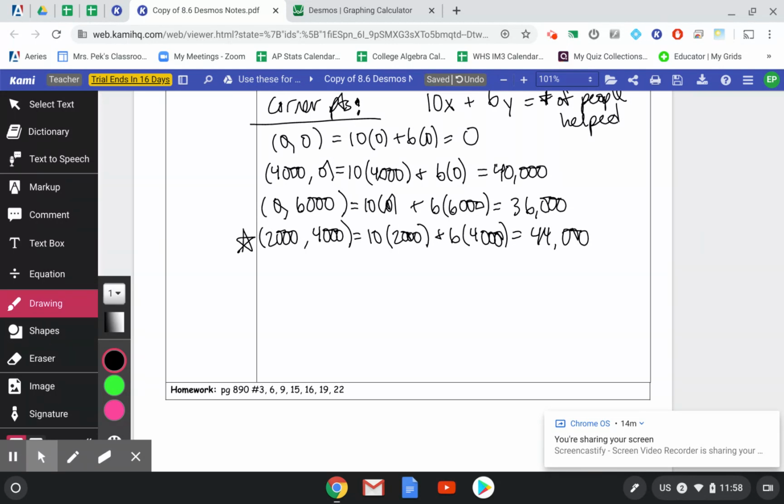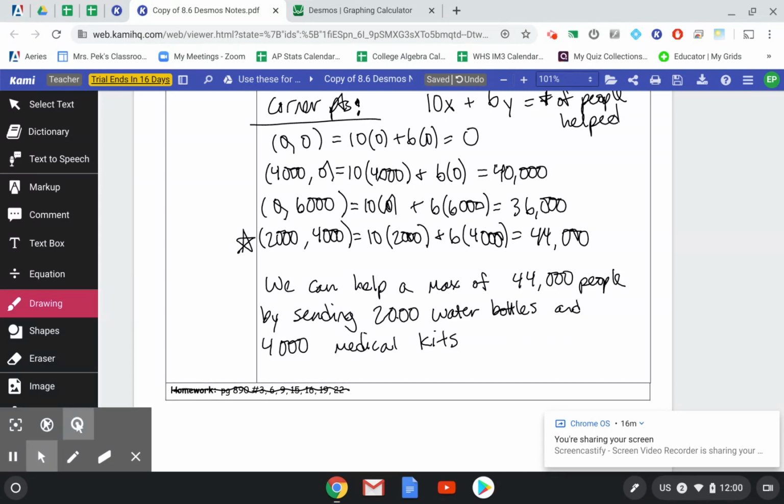So then we want to write a statement to represent this. Oh my goodness, my pen is not working. All right, so here's the statement. We can help a max of 44,000 people by sending 2,000 water bottles and 4,000 medical kits. And that is a linear programming problem.